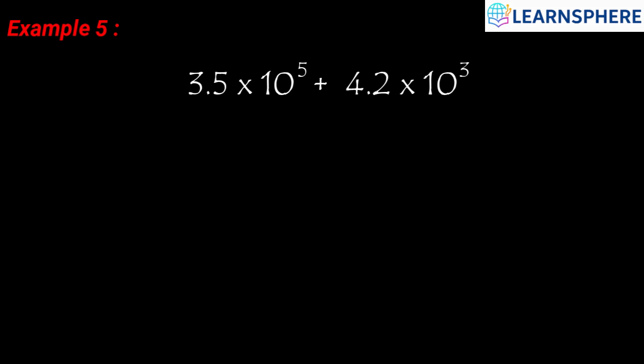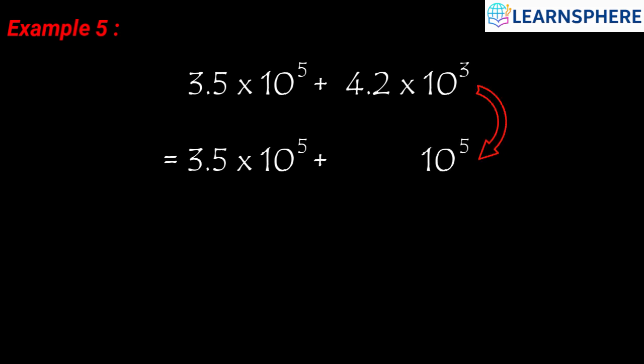So for the first term, we can just leave it as 3.5 times 10 to the power of 5 plus, as we want to convert 10 to the power of 3 to 10 to the power of 5, we have to shift the decimal point, which was between 4 and 2, 2 spaces to the left, and this will give us 0.042.